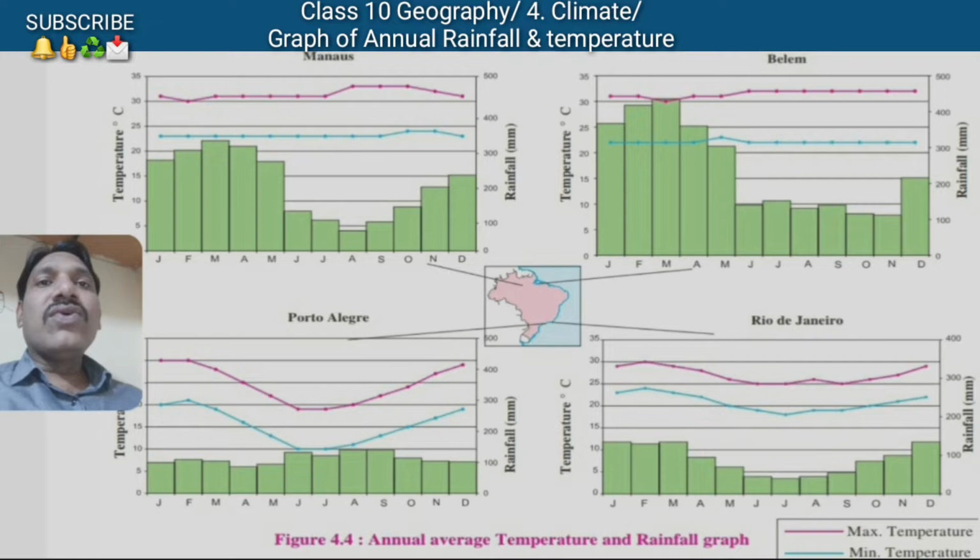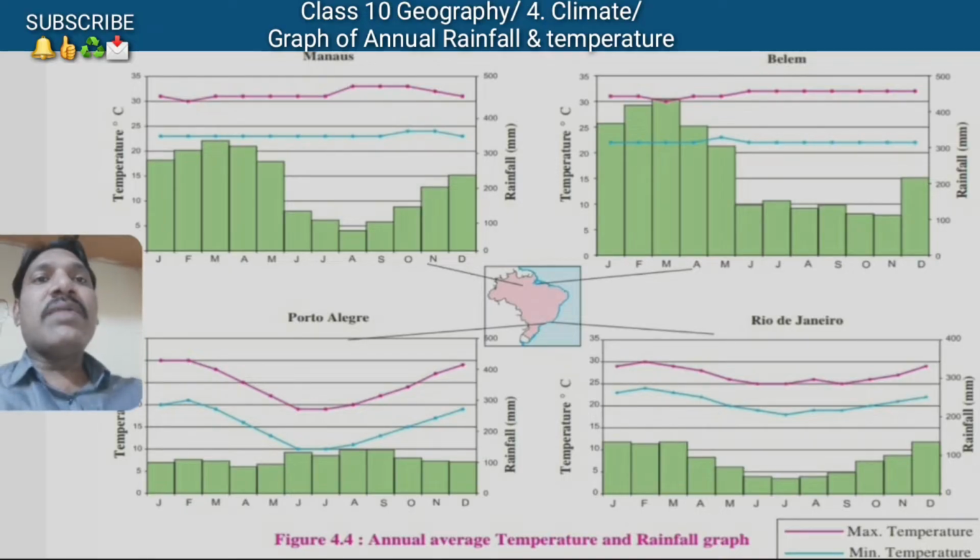So here let's try to understand the graphs of some of the cities of Brazil and some of the cities of India. Let's try to understand the rainfall and the temperature of the cities of Brazil and the cities of India.